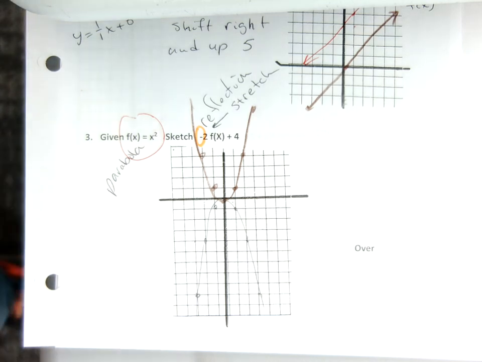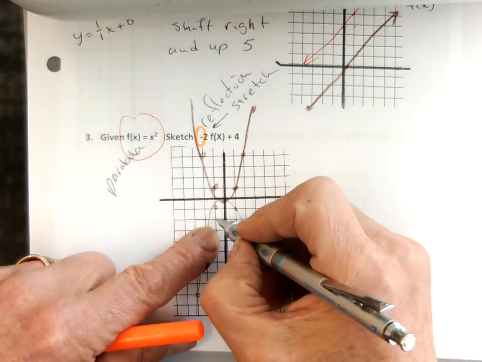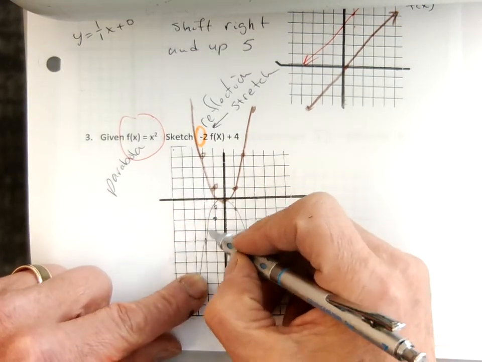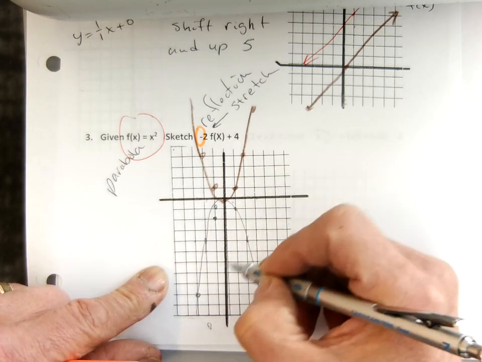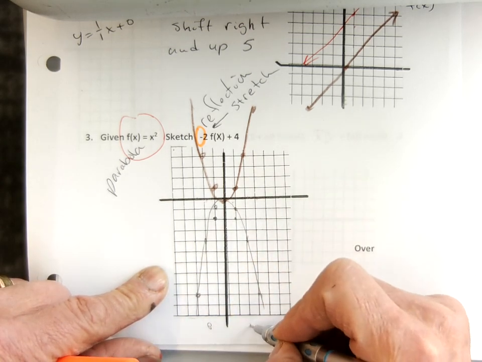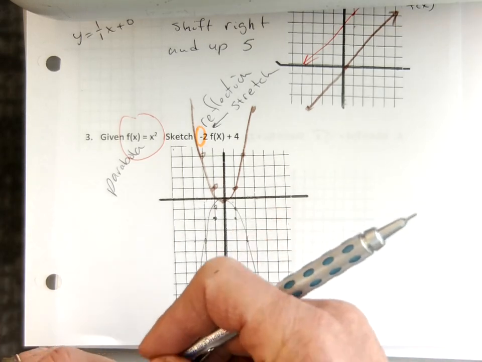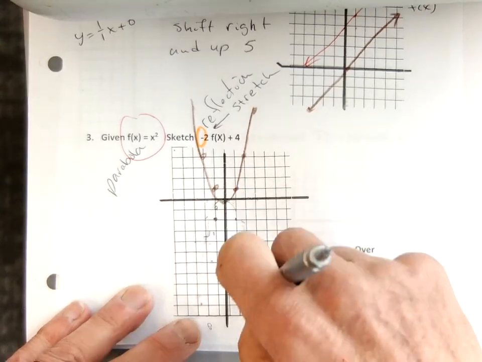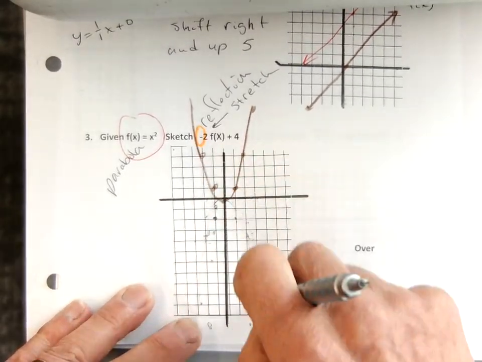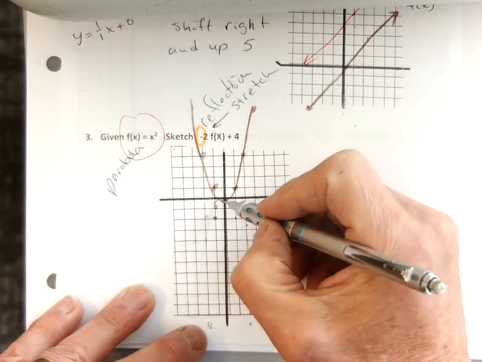So all of a sudden I'm at negative 2. 4 goes to 1, 2, 3, 4, 5, 6, 7, 8. 2 and 8. Okay, now I can erase this because I've made it twice as tall. I wouldn't suggest you guys do this because it takes a lot of work.